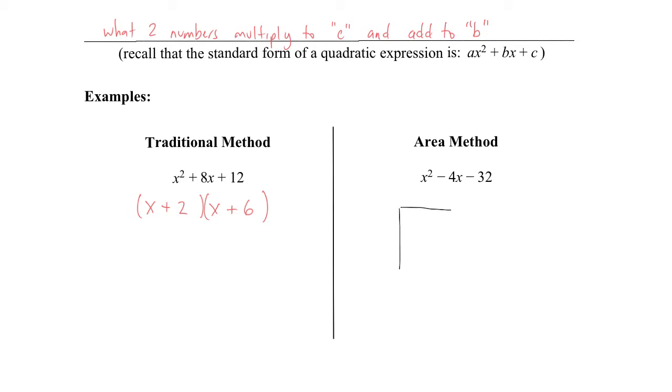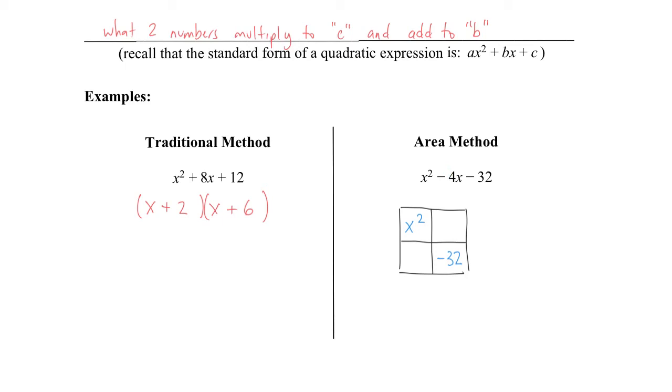So we know that it's a binomial times a binomial. And we know now that this spot is going to be x squared and this spot is going to be negative 32. And I know that this plus this has to equal that. Because if you recall from the area method, these 2 things end up being combined. So you pull all 4 things out, and these 2 things end up in the middle, and they end up combining when we do the combine like terms step. So whatever goes here and whatever goes here, they're going to add together to give me negative 4.